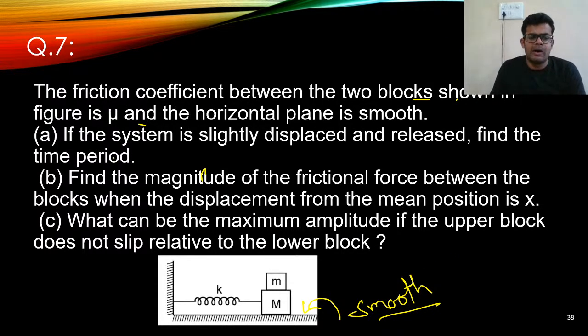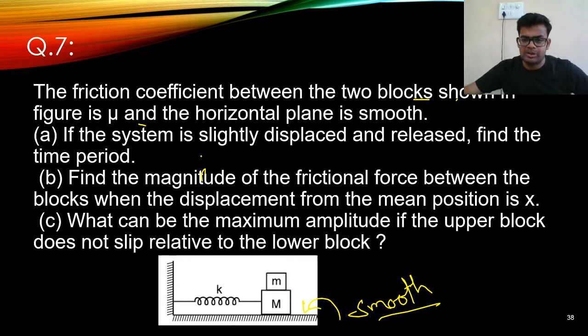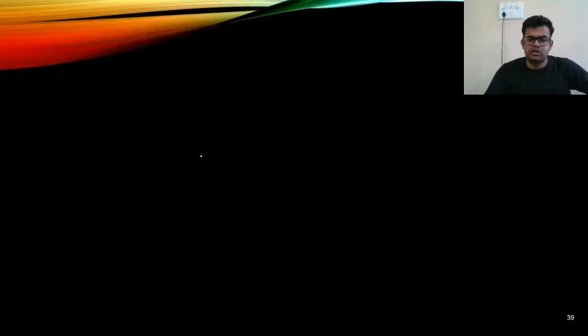Okay. Now, if the system is slightly displaced and released, so the system is just brought this side and released. Suppose there is no relative motion between the blocks. Both the blocks are moving together. Suppose that. Okay. So find the time period of this system. So you need to find the time period.